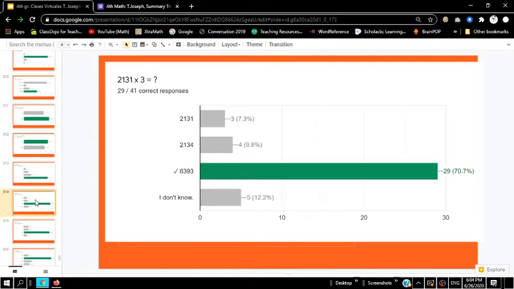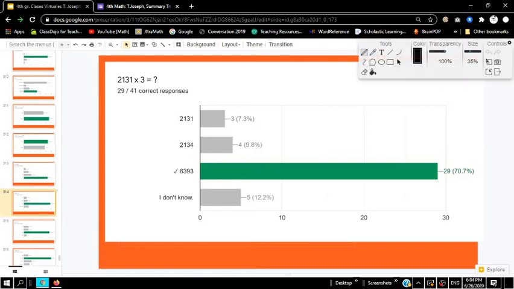For the next problem, we needed to multiply. This was relatively simple for most students, and I think you understood the pattern, right? Approximately 2,000 times 3 equals 6,000, and the only number that came close to 6,000 was this one. These ones don't come close at all. They're actually very similar to this first number, okay?